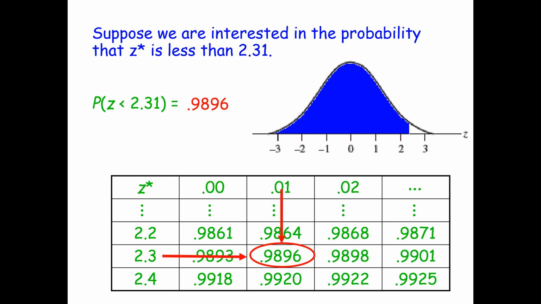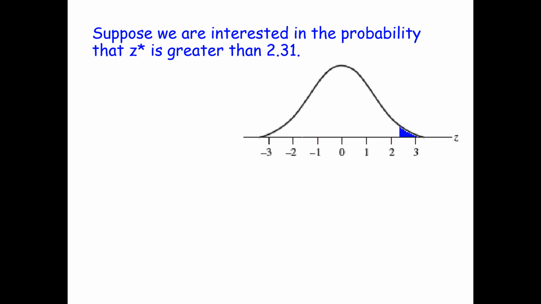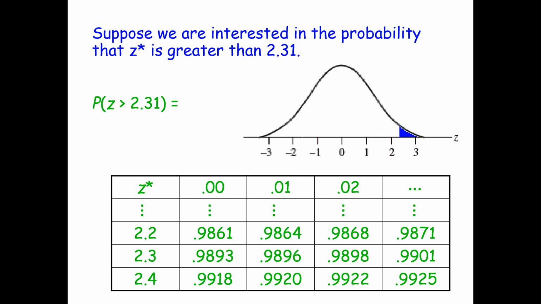Let's do another one. Notice that here we're interested in the probability that Z star is greater than 2.31. Now, if we take a look at this, by using our table, we're going to get a 0.9896. But look at the area that's shaded. It's not to the left of 2.31, it's to the right.